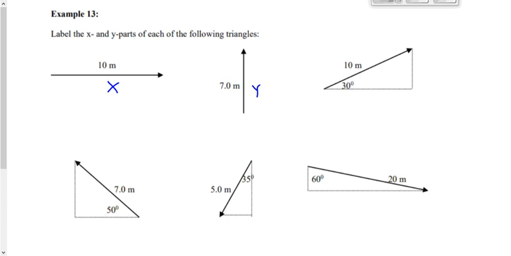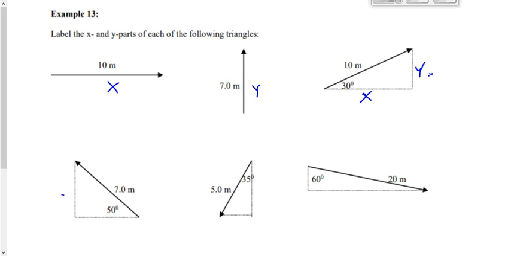If I want to label the next one as x and y, this one would be what? This one would be x, and this one would be y. So if I can find the value of that side of that triangle, then I've found the x component of 10. If I can find the value of this side of the triangle, then I've found the y component of 10. We'll worry about how exactly we find those values in a few moments. Next one.